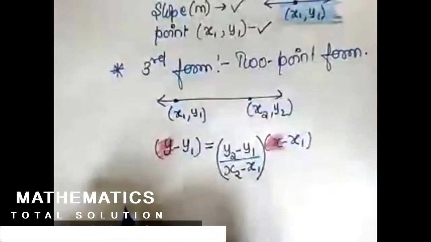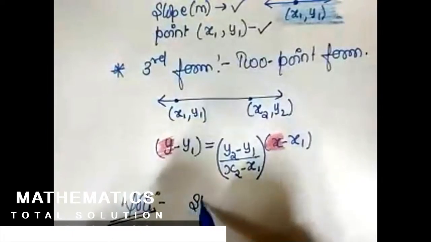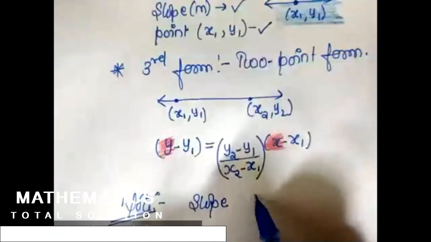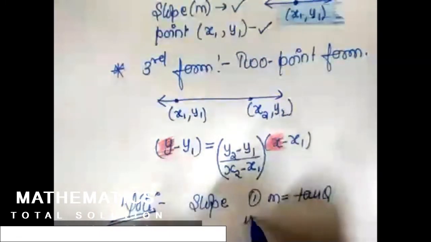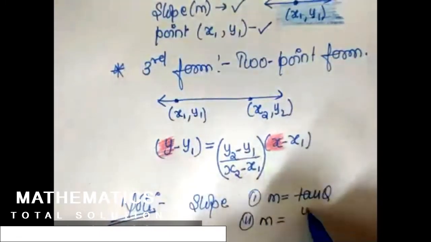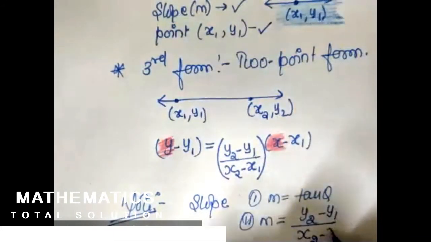Write down a note here. Slope. Now, the first formula for slope is tan theta. There is one more formula for slope, and that is y2 minus y1 upon x2 minus x1.